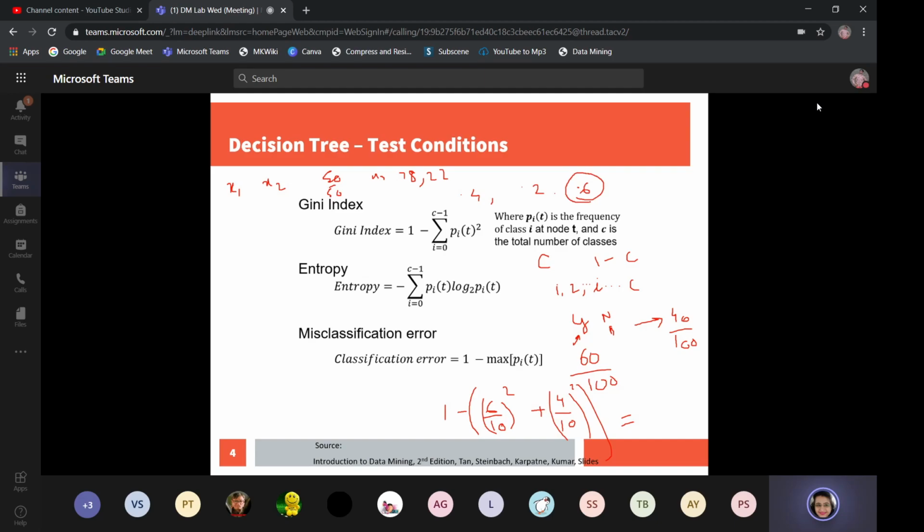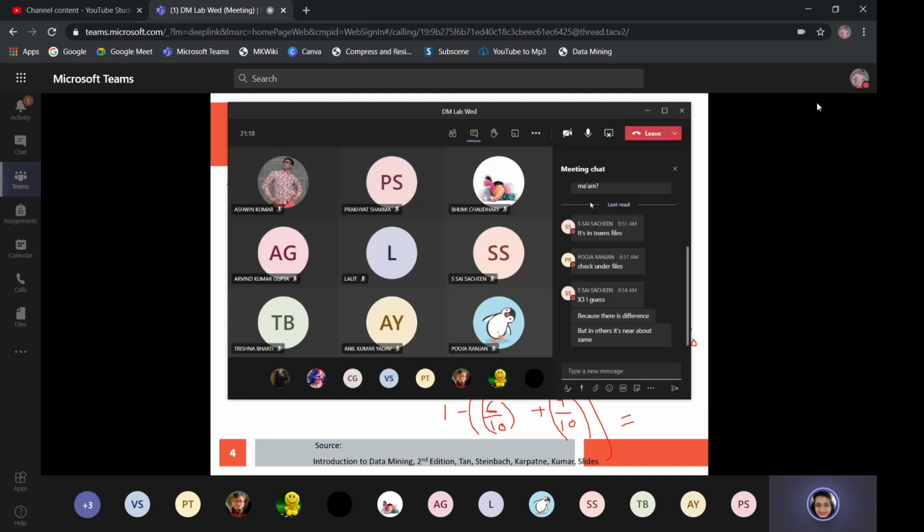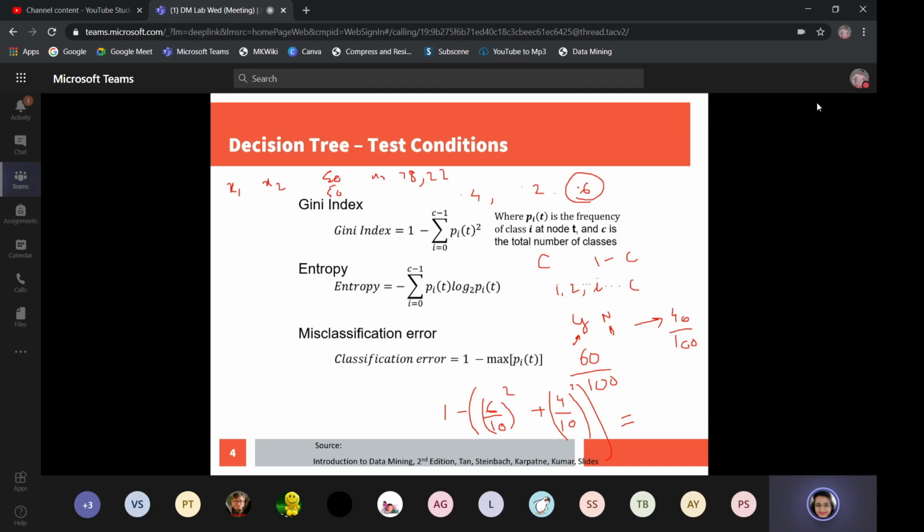Is there a question? These questions will come in the exam as numericals, you will get them as numericals.